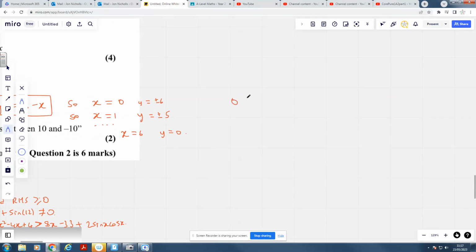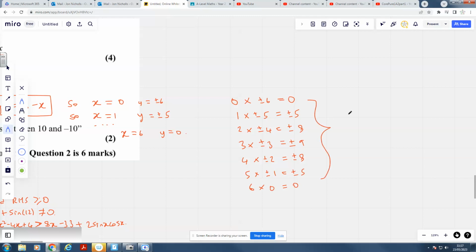So I'm just going to point out 0 times plus or minus 6 equals 0. 1 times plus or minus 5 equals plus or minus 5. 2 times plus or minus 4 is plus or minus 8. 3 times plus or minus 3 is plus or minus 9. 4 times plus or minus 2. This is what a proof by exhaustion is like. It's exhausting. 5 times plus or minus 1. And then 6 times 0 is 0.